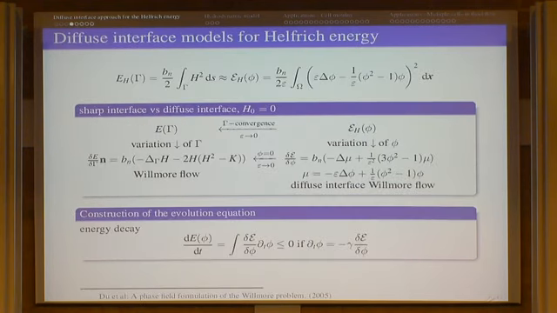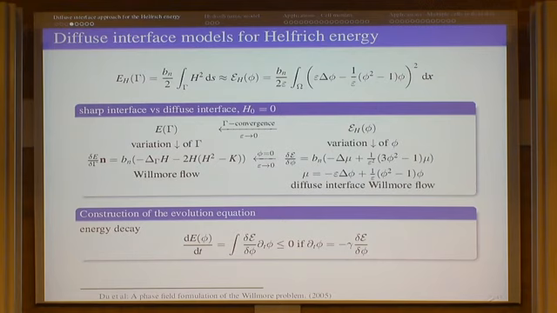And then we can write down this diffuse energy for our Helfrich functional, which is done here. So again, you see here the bending rigidity, and for simplicity, we neglected the spontaneous curvature. What we can show is that this diffuse interface energy converges for epsilon to 0 to the sharp interface energy. And in order to calculate minimal surfaces, we have to calculate the variation of this energy.